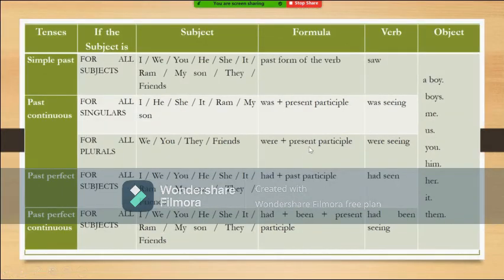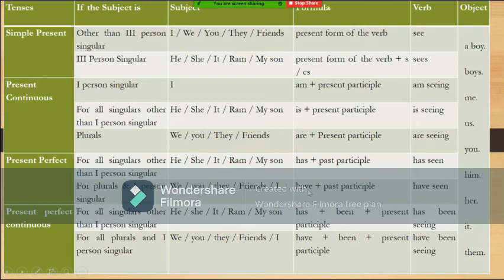For present perfect, we have has and have. To indicate present in perfect tenses, we have two auxiliary verbs, has and have. For singulars, except first person singular, we have to use has plus past participle. Whenever I say perfect, you have to think of past participle. Like that, for plurals, and also for first person singular, you have to use have plus past participle.